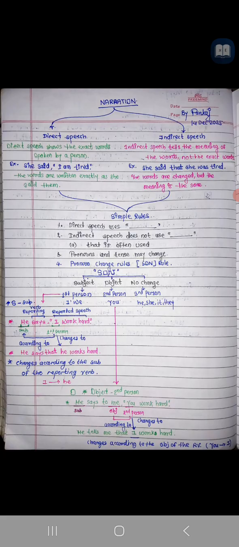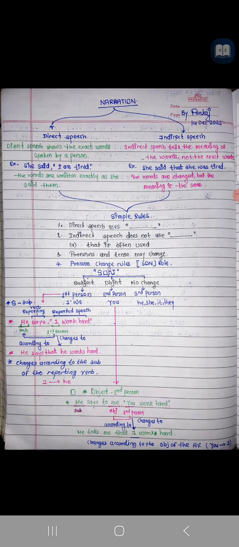For example, she said, "I am tired." The words are written exactly as she said them. And what is indirect speech? Indirect speech tells the meaning of the words, not the exact words. For example, she said that she was tired.